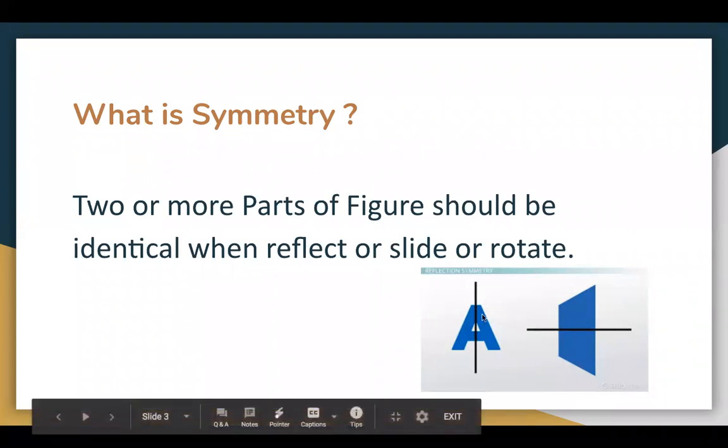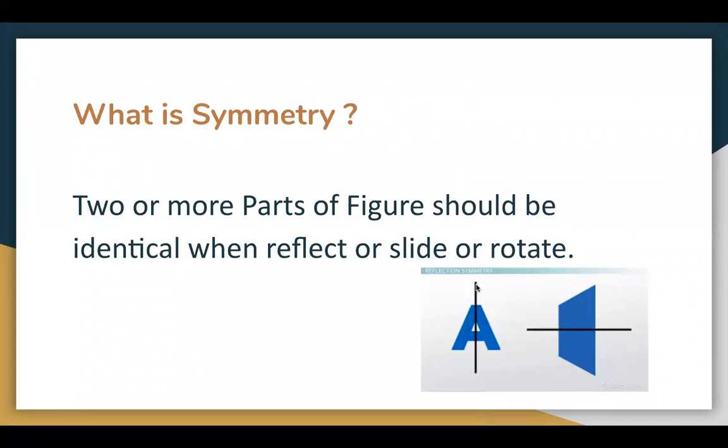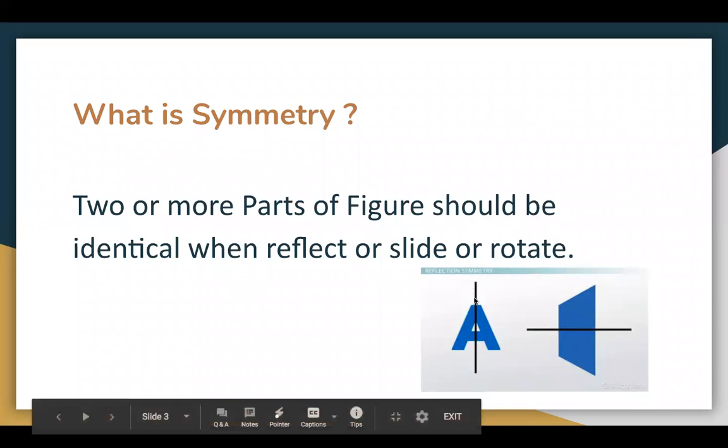So if you see this one, the A, if you have a line that goes through the middle of A, and if you flip it, it's going to fit exactly over here. That is called symmetry. In here also, same thing. This is the line, and if you flip this, this half is going to fit exactly onto the bottom half. All right.